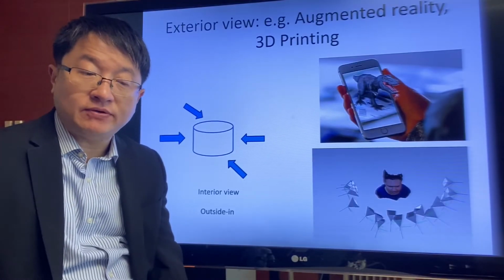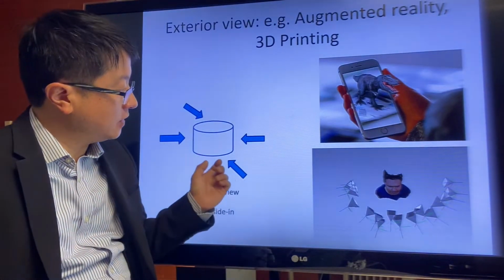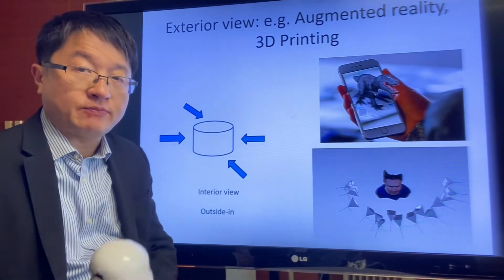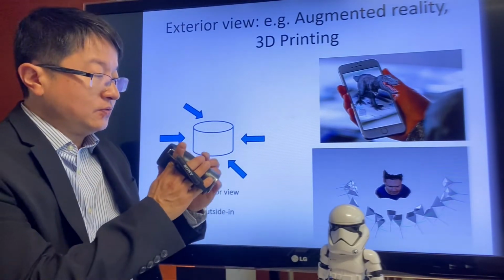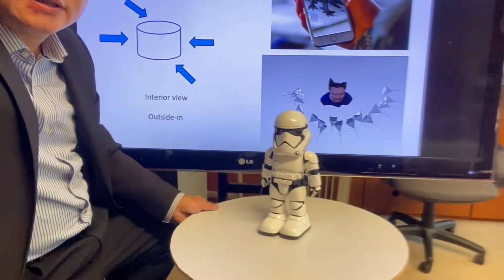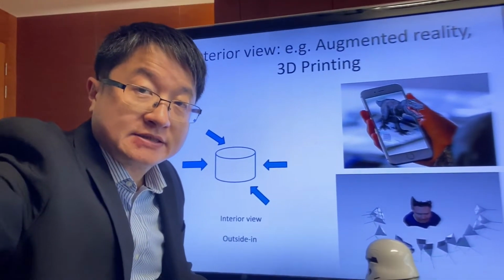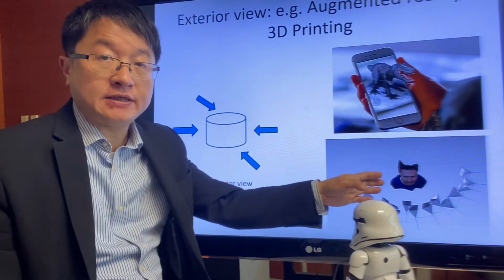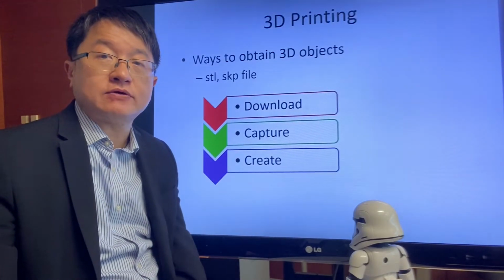For the interior view, we make use of your mobile phone or camera to observe the objects from 360 degrees. We can put an object here and then either rotate it by yourself or put it on a turntable like this so that you can rotate it. And then the 360 degree image will be captured. You can make use of it for augmented reality and pop it out from your mobile phone, or you can even print it out using your 3D printer.